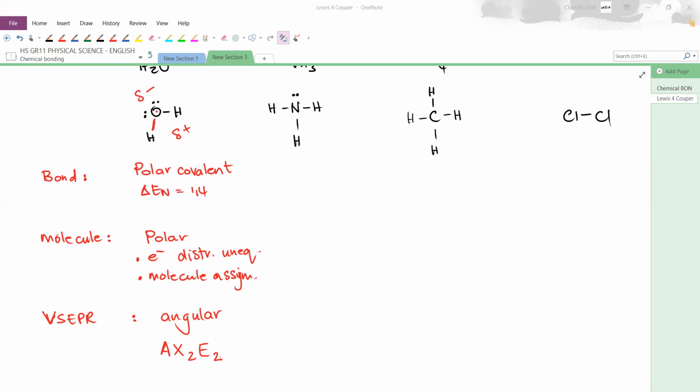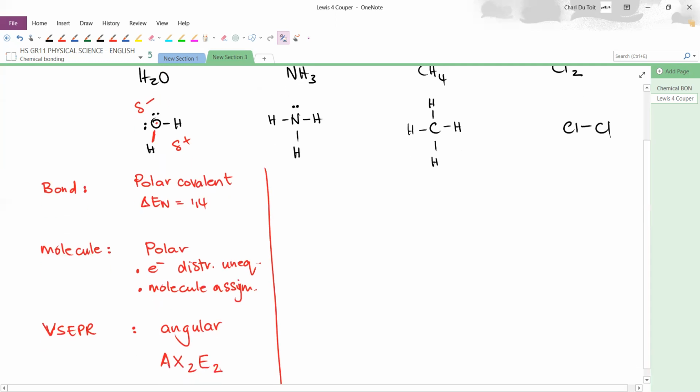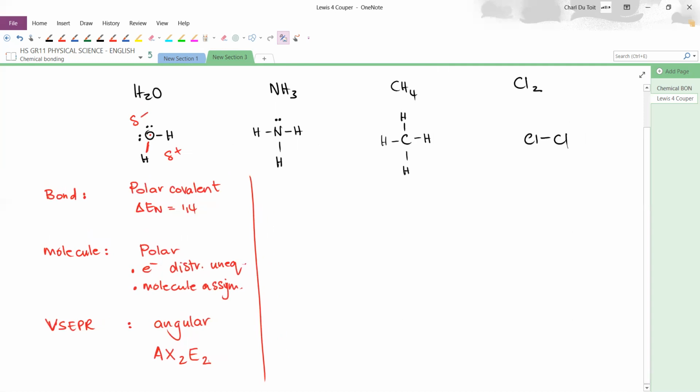Okay. Right. I don't want to waste too much time here. Let's quickly do the others. So, are any of the bonds in my ammonia polar? Yes, they are polar covalent. Why? There's a difference in electronegativity between nitrogen and hydrogen, you can work it out. It's 3 minus 2.1, so it's 0.9. So it's actually strong polar covalent.